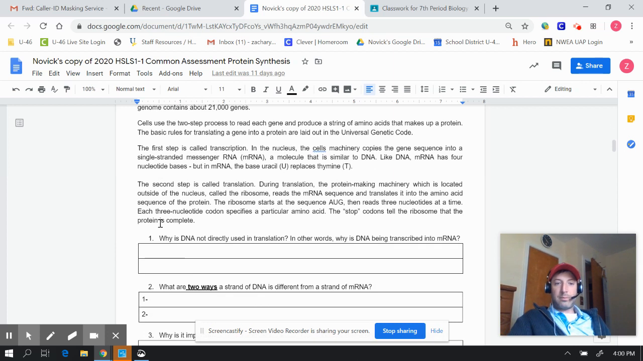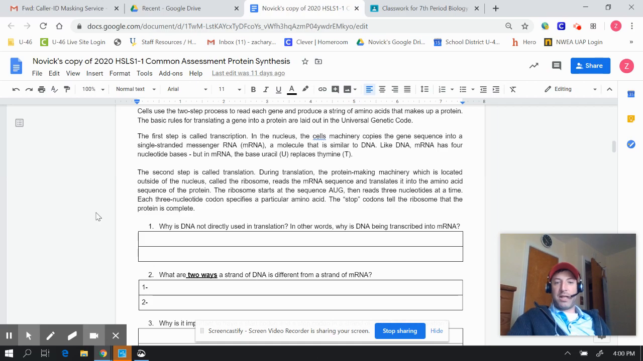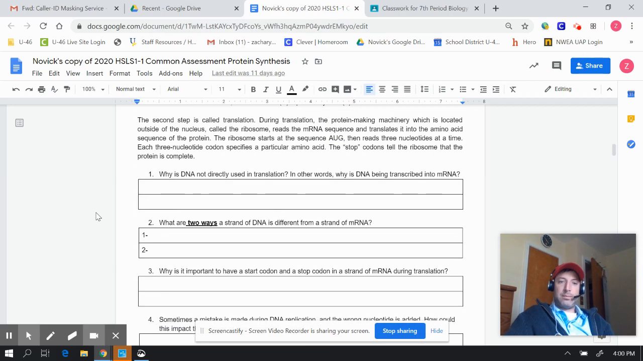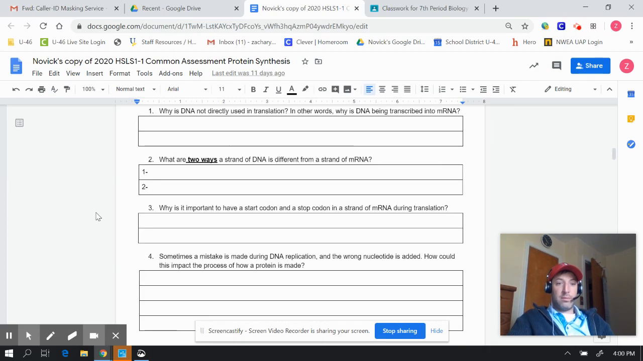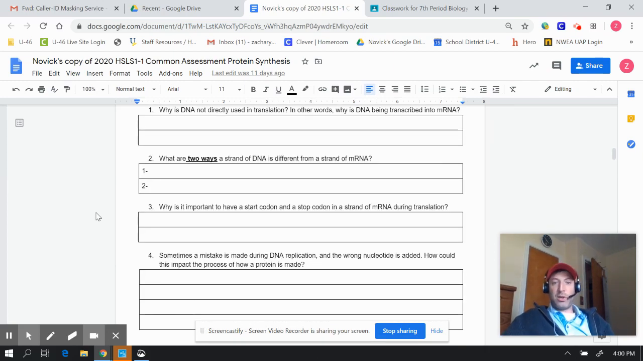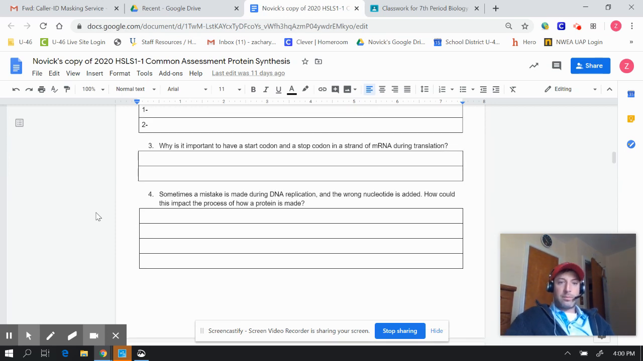All right, question one. Why is DNA not directly used in translation? In other words, why is DNA being transcribed into mRNA? Two, what are two ways a strand of DNA is different from a strand of mRNA? Three, why is it important to have a start codon and a stop codon in the strand of mRNA during translation? Four, sometimes a mistake is made during DNA replication and the wrong nucleotide is added. How could this impact the process of how a protein is made?